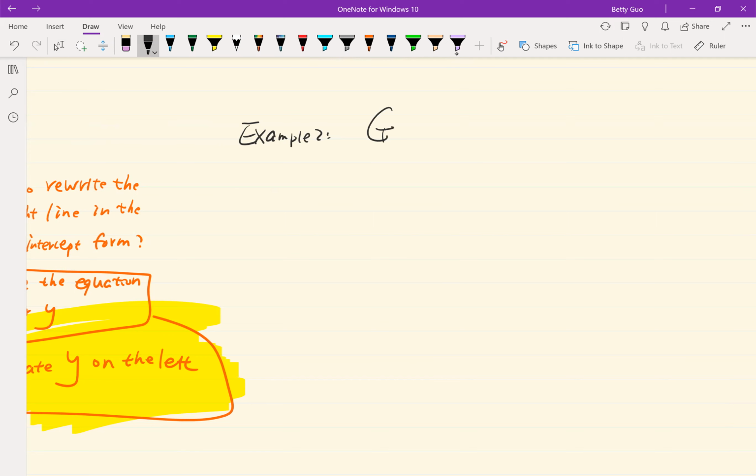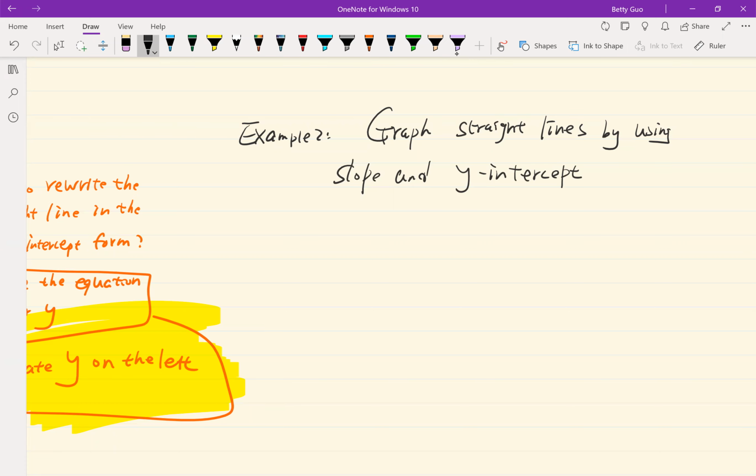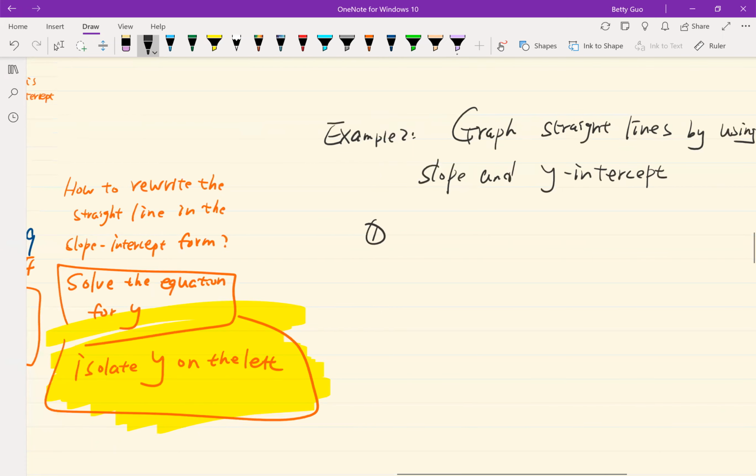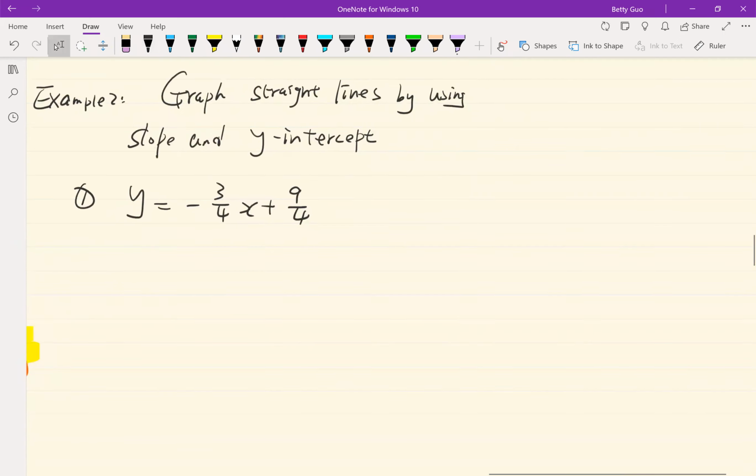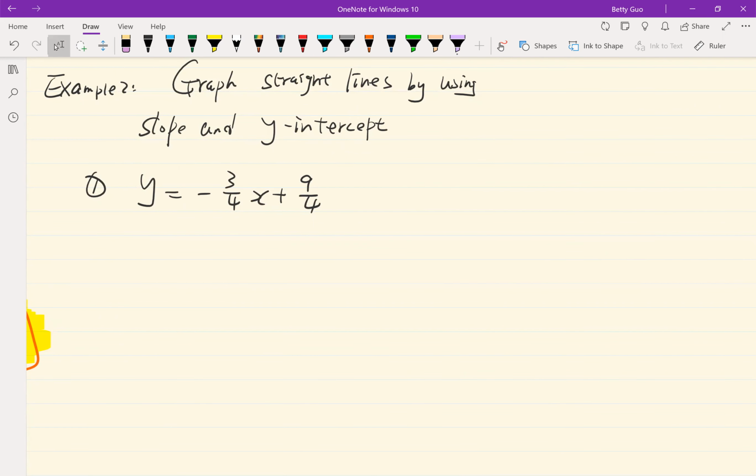We are going to graph straight lines by using slope and y-intercept. So we also have 3 equations here. The first equation is y equals negative 3 over 4x plus 9 over 4. All right, I'm going to show you how we graph the straight line by using slope and y-intercept. And this is the equation we got earlier in example 1.